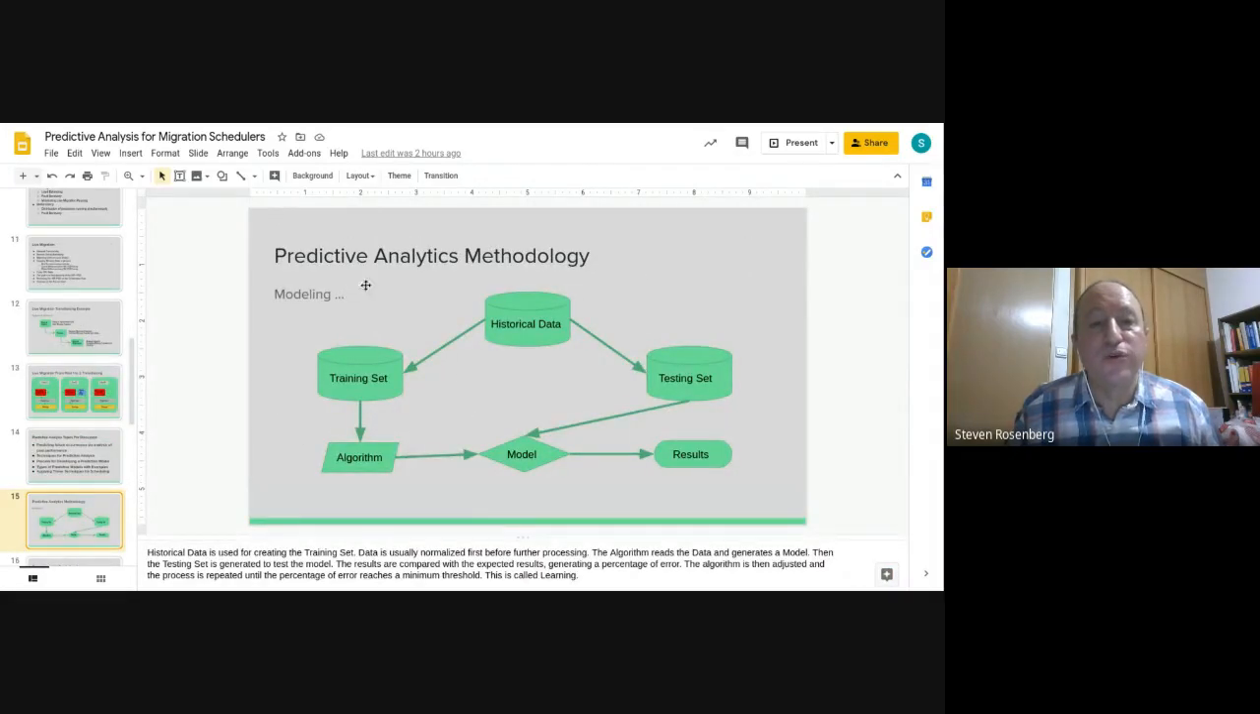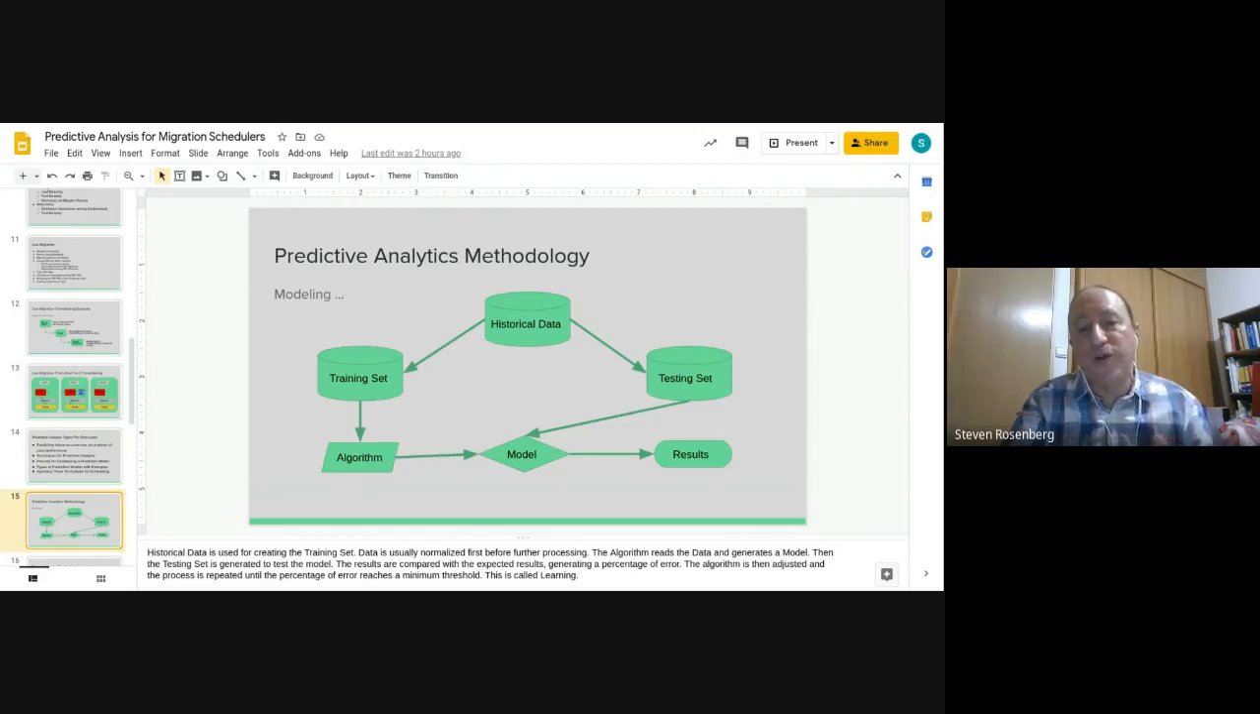So this is the predictive analytics methodology. We have historical data, and from that, we extract a training set. We develop an algorithm. The algorithm reads from the training set. It creates a model. We feed in the test set data to the model. We obtain a result. We compare the result to the expected result, and we obtain a percentage of error.